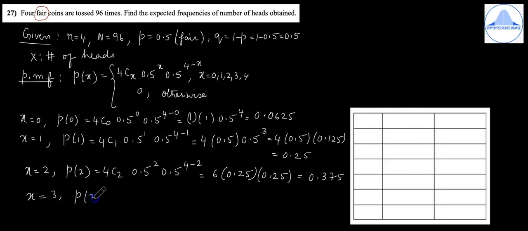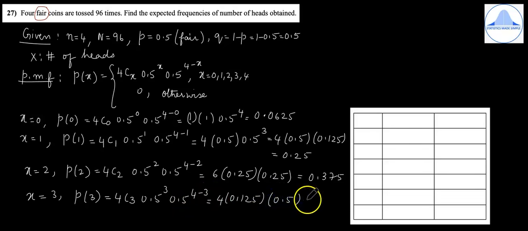Similarly, put x equal to 3. So P of 3 is equal to 4C3, 0.5 to the power 3, 0.5 to the power 4 minus 3. So 4C3 will be 4 into 0.125, and you will get 0.5 to the power 1, which is 0.5. So on simplification, you'll get 0.25.